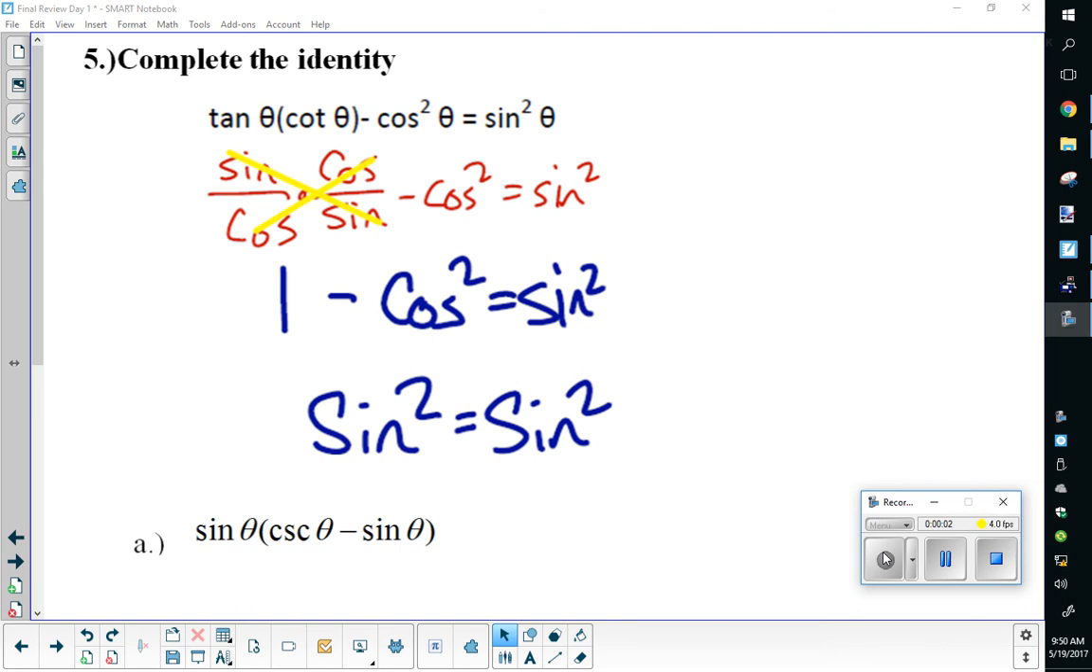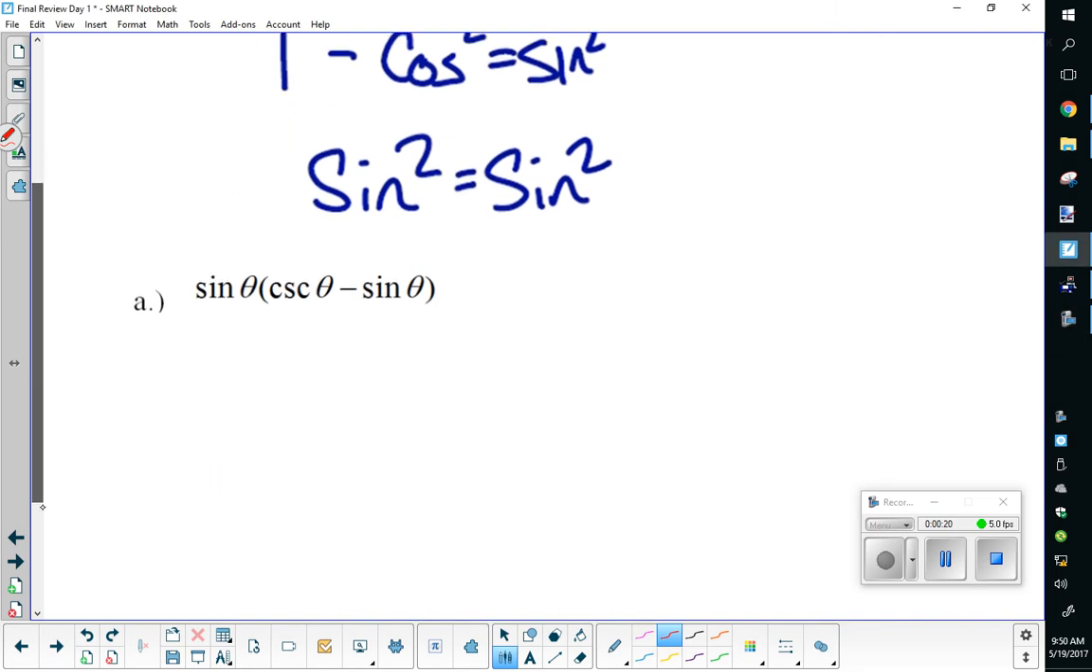On identity problems on the back side here. Remember, this is where we're trying to write everything in terms of sine and cosine. If you can distribute first, distribute. Then try to change things to sine and cosine. And don't forget about your Pythagorean identities, like sine squared plus cosine squared equals 1, things like that.